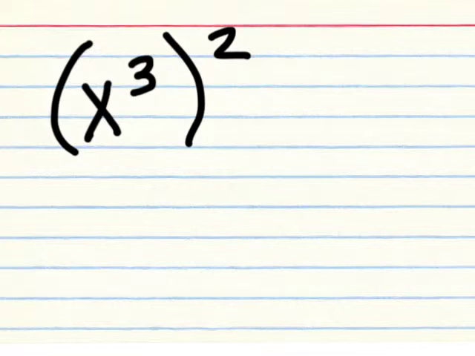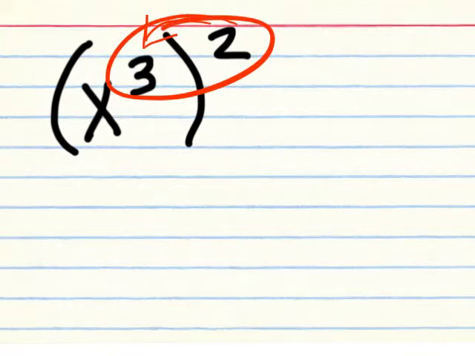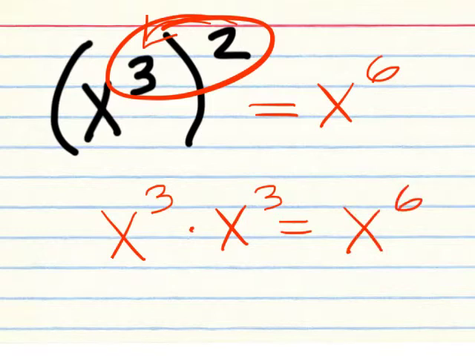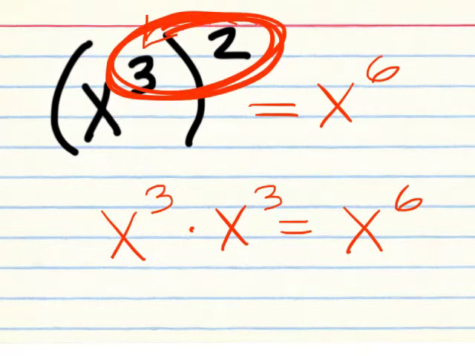X to the third to the second power. The quantity squared of x to the third. You distribute the exponent from the outside to the exponents inside. Multiply. So the answer should be x to the sixth. It's no different than saying x to the third times itself. In that case, you would add the exponents, and the answer is still x to the sixth. Exponent on parentheses, multiply it by the exponents inside.